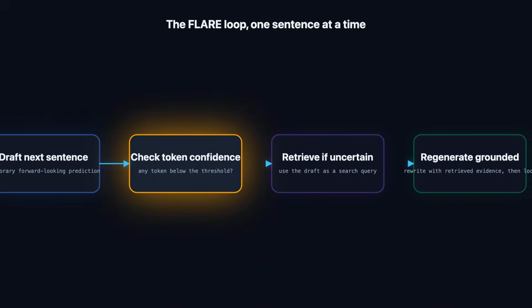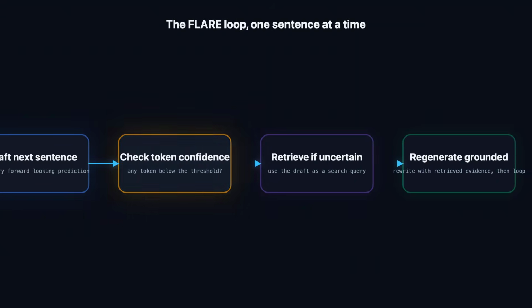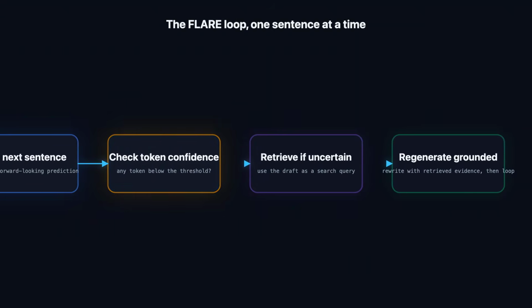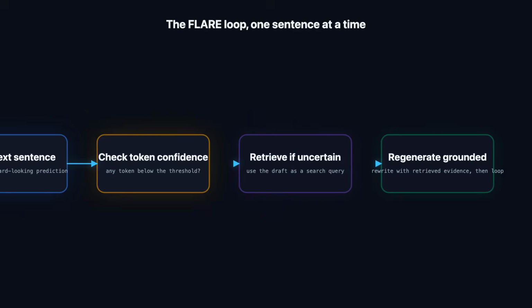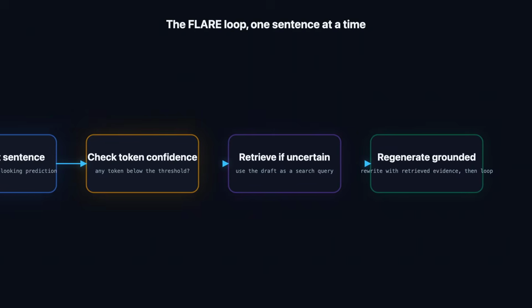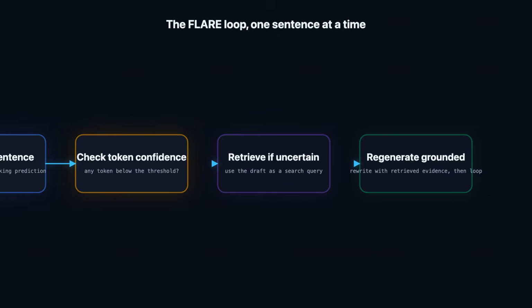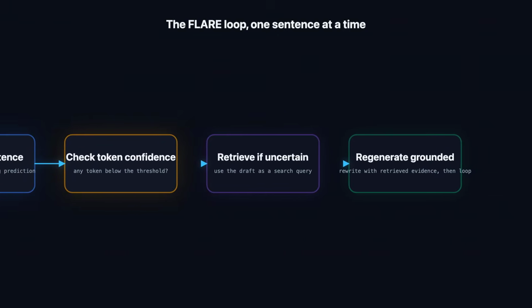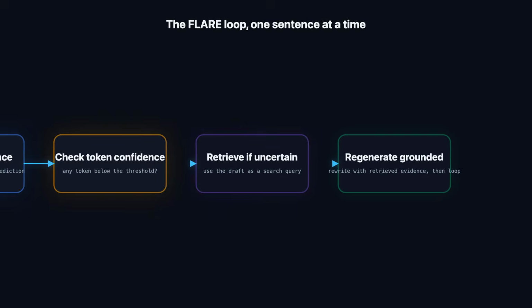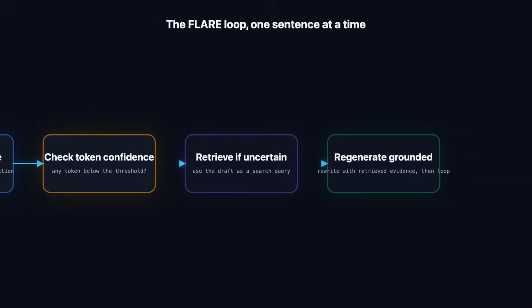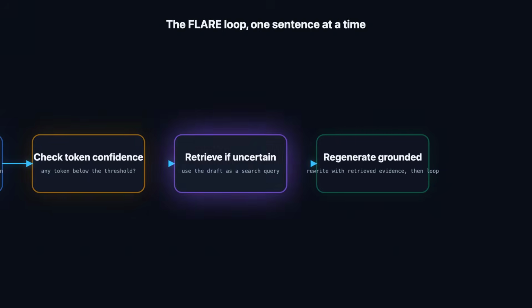Once that draft exists, Flair inspects the probability the model assigned to each token. High confidence means the model likely knows this material already. But if any token falls below a set threshold, that low probability is treated as a warning sign that the sentence rests on shaky, ungrounded knowledge.